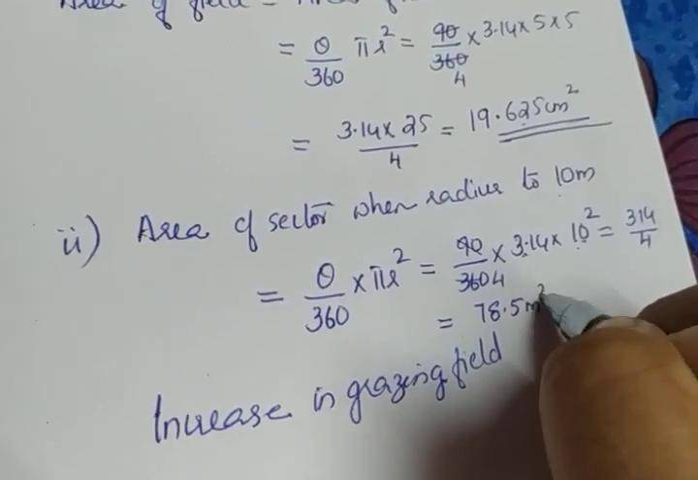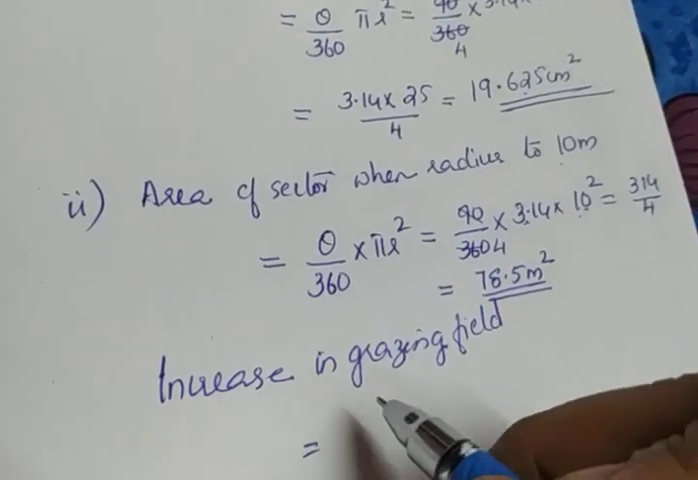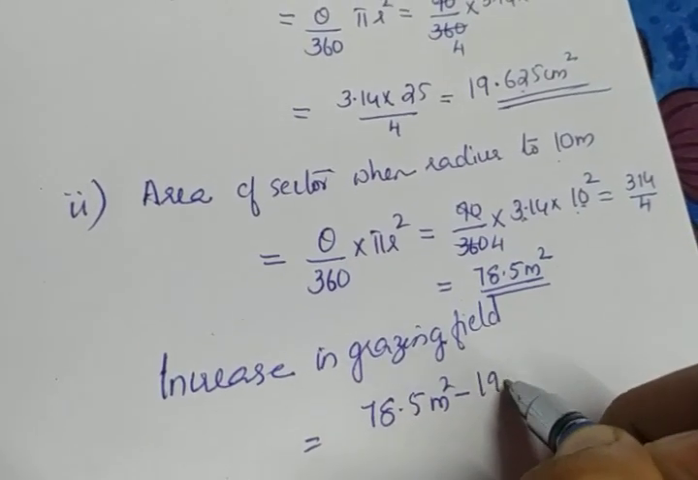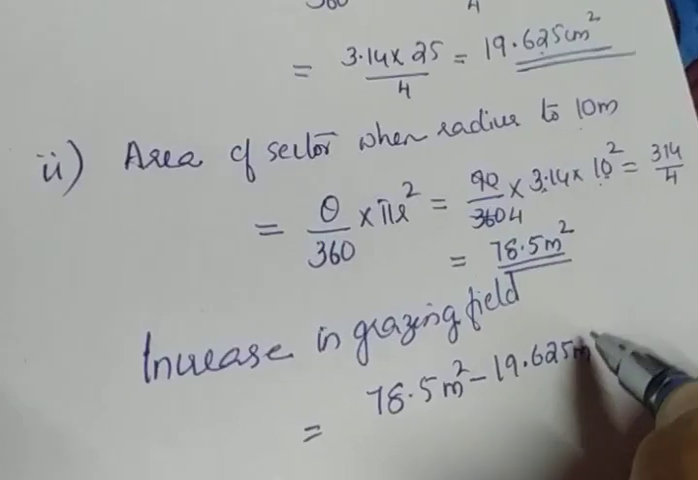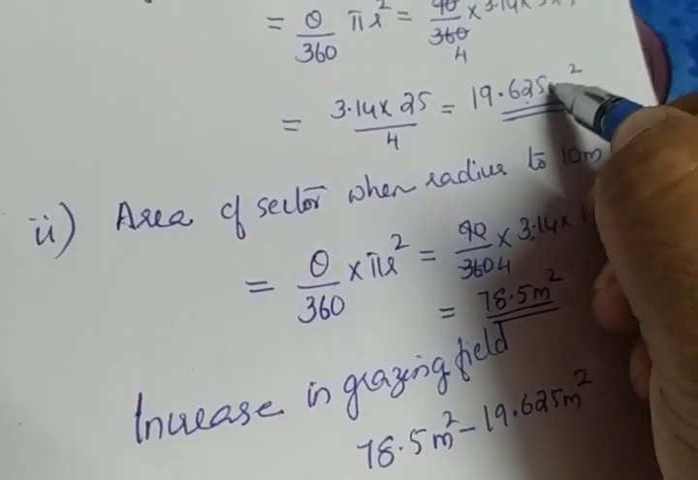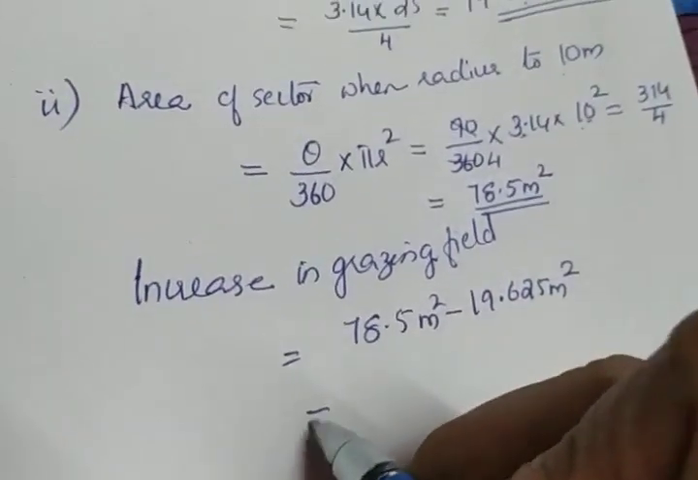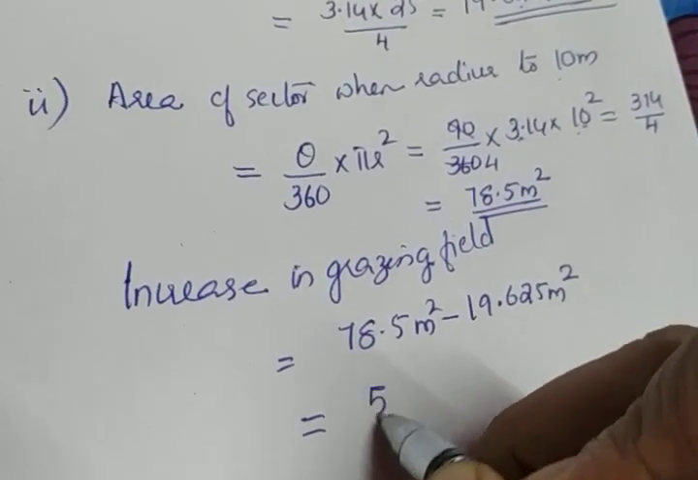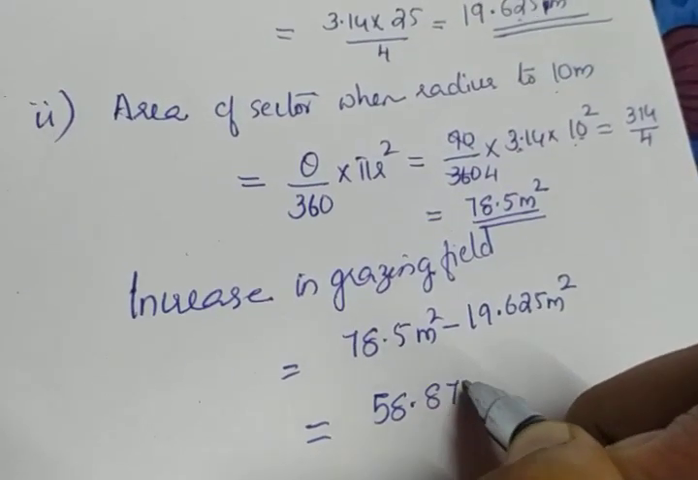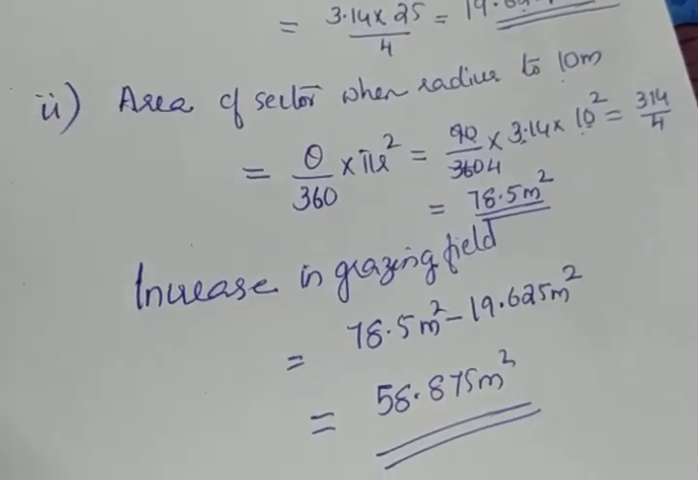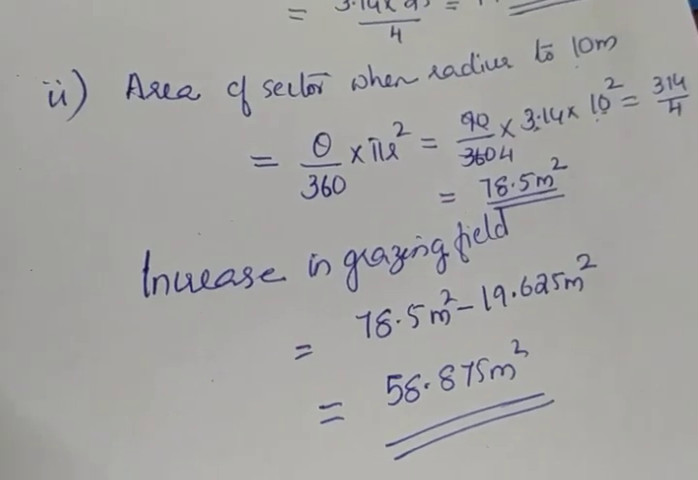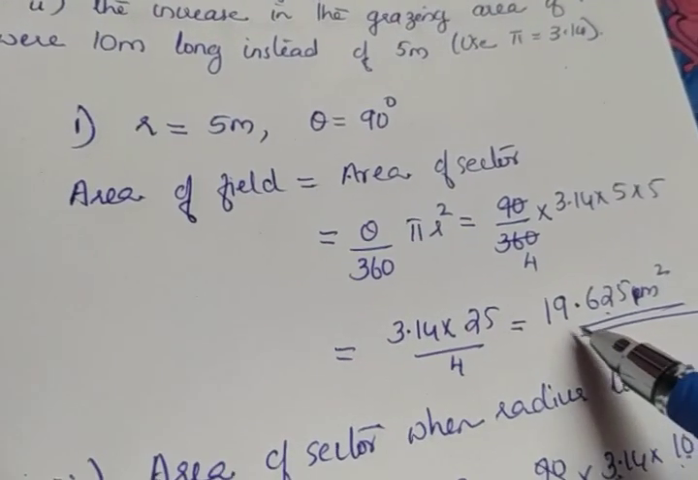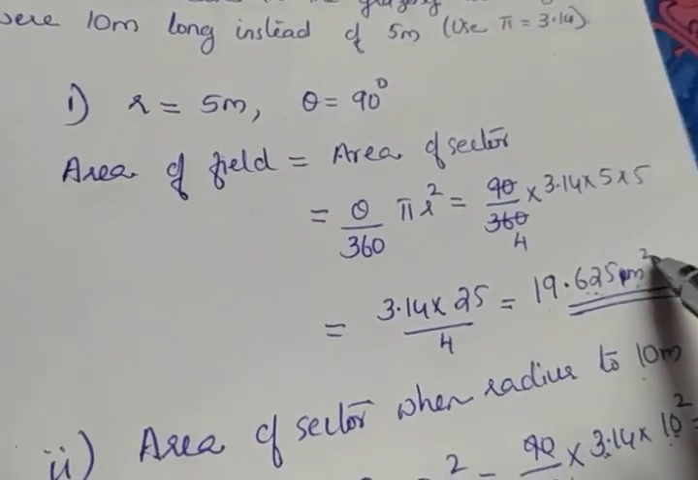314 divided by 4 gives you the value 78.5 meter square. So the increase in the grazing field will be equal to 78.5 meter square minus 19.625 meter square. What's the difference? 78.5 minus 19.625 gives you the value 58.875 meter square. So the increase in the grazing field is 58.875 meter square, and when the length of the rope is 5 meter, its area is 19.625 meter square.